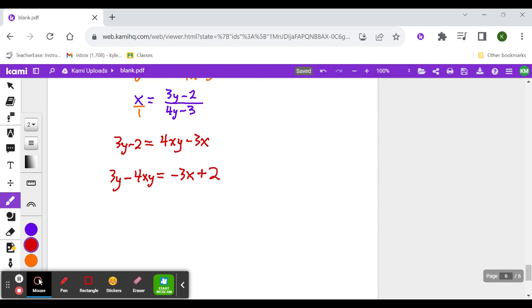Okay, I still have to get the y all by itself. You see how both of these terms on the left have the y in it? Let's take out the greatest common factor. Let's factor out the y that they both have in the front. It's like undoing the distributive property. And now it says 3 minus 4x.